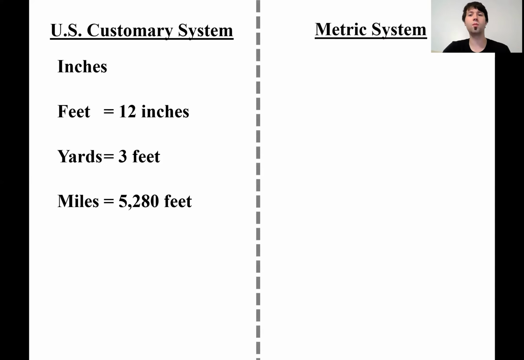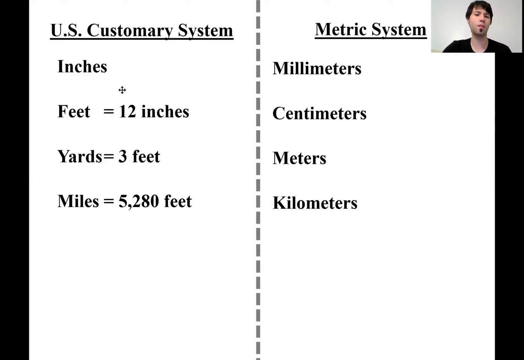But what we're going to use in this class is called the metric system. Metric system is used worldwide by scientists. So since this is a science class, we use the metric system. And it's a good thing too because metric units are a lot easier to handle. For example, here are some of the equivalents of the units that we talked about. Instead of inches, feet, yards, miles, we can say millimeters, centimeters, meters, and kilometers.